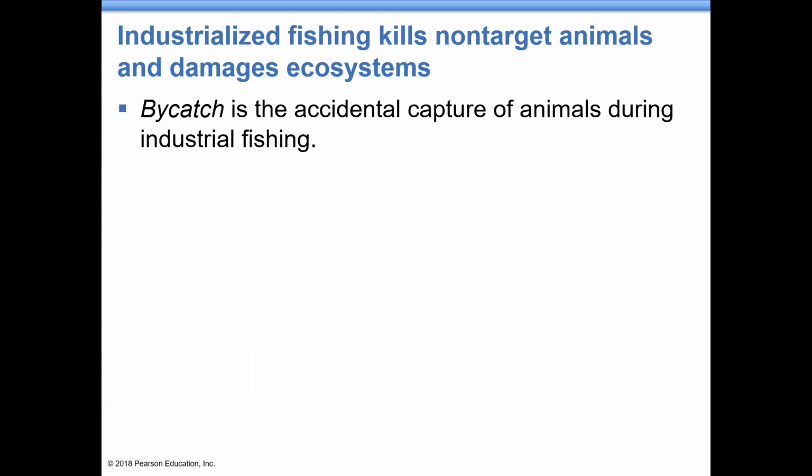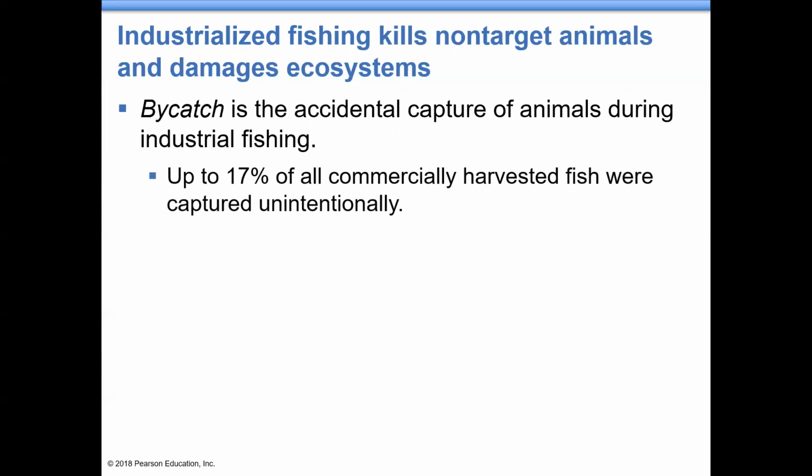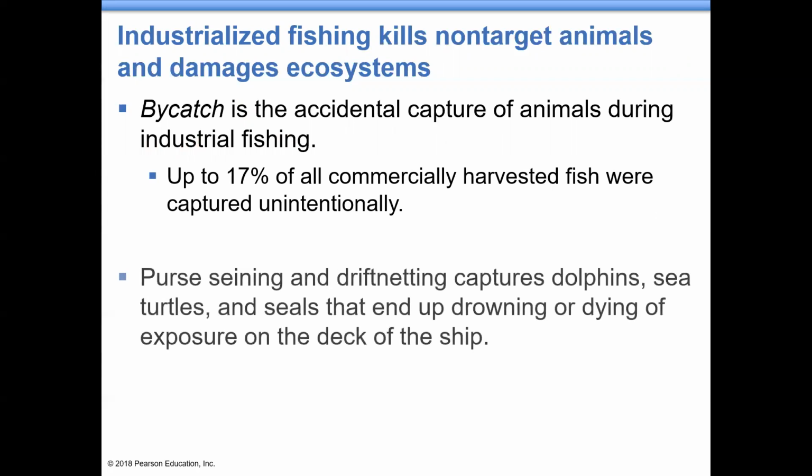One of the major downsides of industrialized fishing is what we call bycatch. And bycatch is when fishing vessels accidentally capture animals that they didn't mean to catch. Up to 17% of all commercially harvested fish were captured unintentionally. So this means if a vessel is going out attempting to capture tuna, a portion of what they catch is not going to be tuna. This is what we call bycatch.